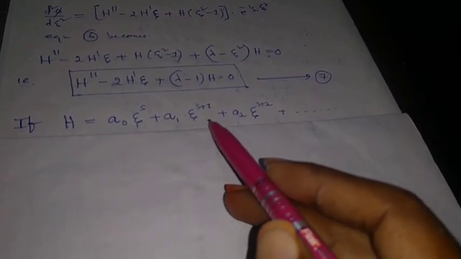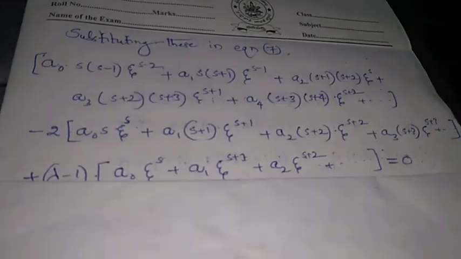And if you take h as a power series, summation a naught into xi power s plus a1 into xi power s plus 1, etc., then its first derivative h prime will give you this expression, and the second derivative will give you this expression. And if we substitute h prime and h double prime in equation number 7, we'll be getting this bigger thing here, set equal to 0.